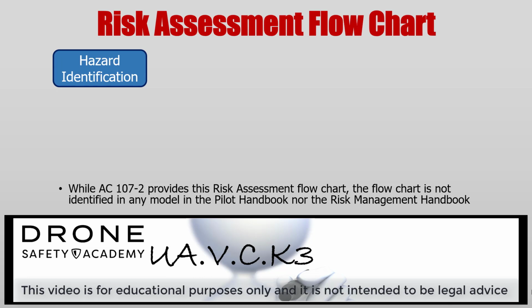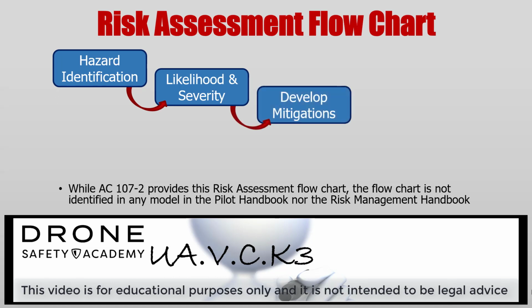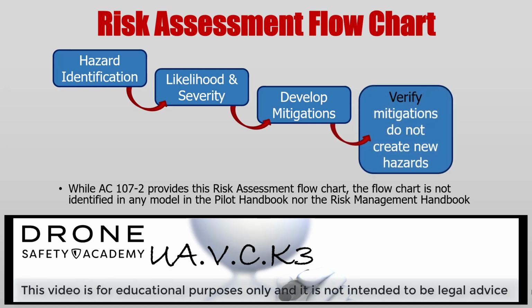The first step is identification of any hazard. We do this by taking a look at the operational environment and crew member briefings. Once we've identified any hazards, then we take a look at the likelihood and severity of those risks. Based on the likelihood and severity of the risk, we develop mitigations to resolve those risks. Then we verify that mitigations do not create new hazards. Then rinse and repeat.